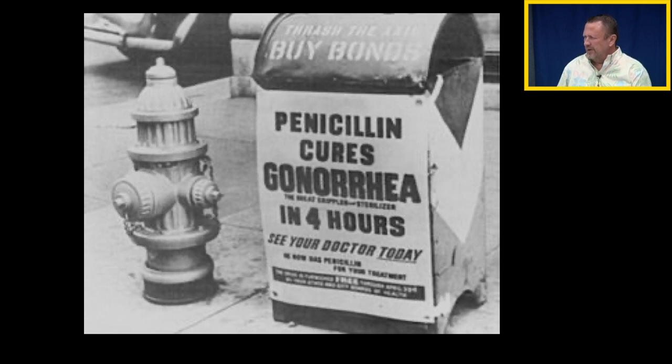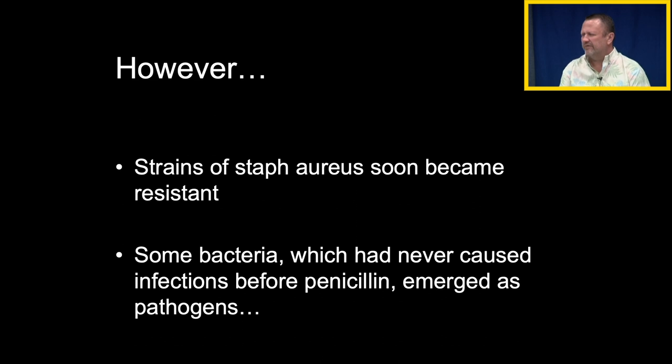Once we have an effective antibiotic, then we start having drug company ads. Penicillin doesn't treat gonorrhea today, but when penicillin was first used in mass production, it easily treated all sorts of infections. However, it didn't take long for Staph aureus to become resistant to penicillin. That started in the 1950s. And some bacteria, which had never even been pathogens before penicillin, emerged as pathogens because of penicillin.